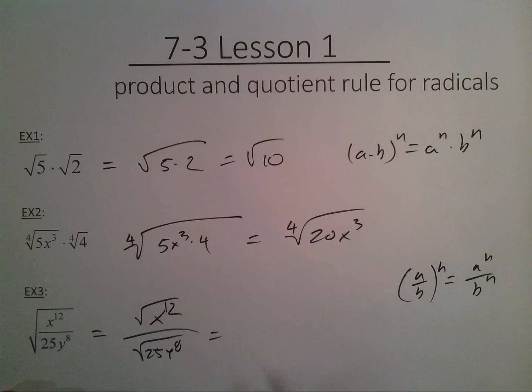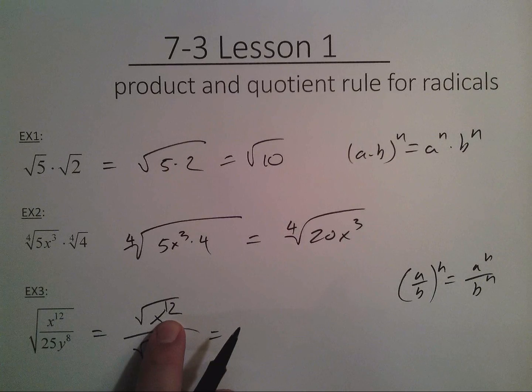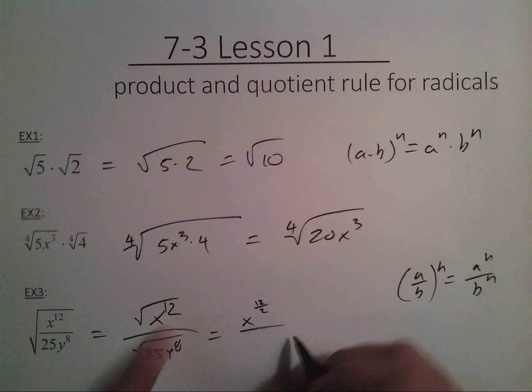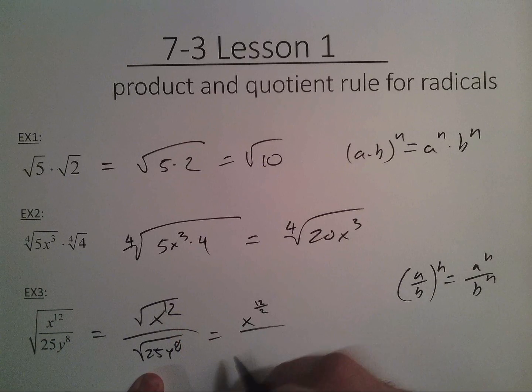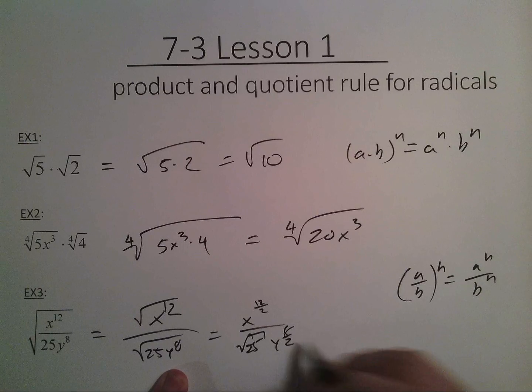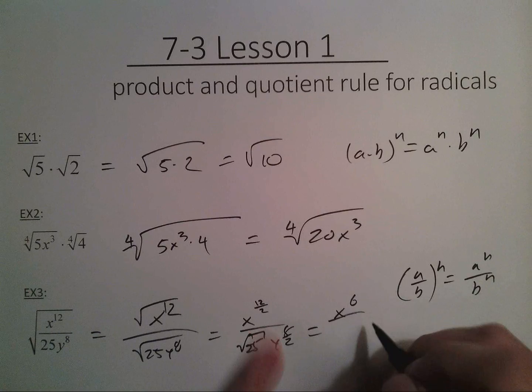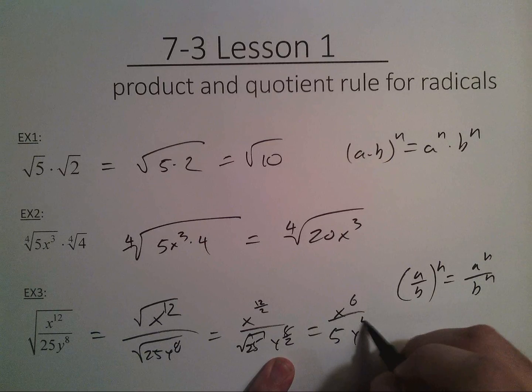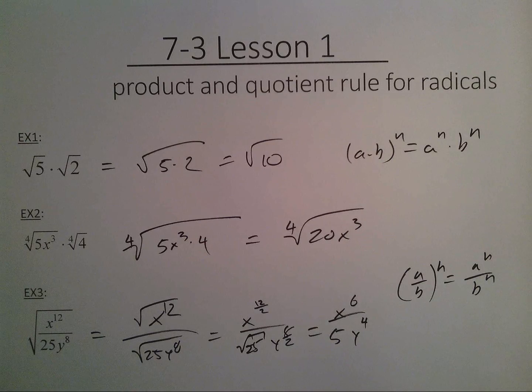And now I can just look at it bit by bit. I'm doing a half power, and I have a 12. So really, this is just x to the 12 over 2, and this is going to be square root of 25 and y to the 8 over 2. So this is x to the 6th over 5. Let's see, that's half of 8 is 4, so y to the 4th. Now if I squared it, double the powers, square the bases. Got it?